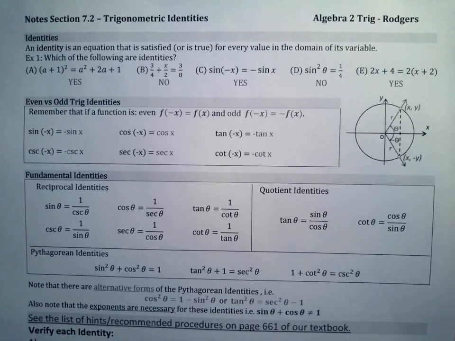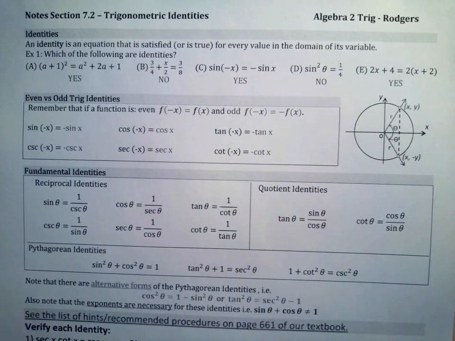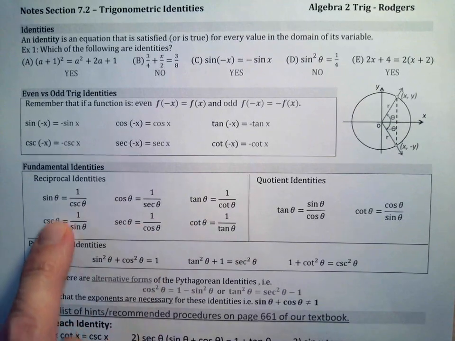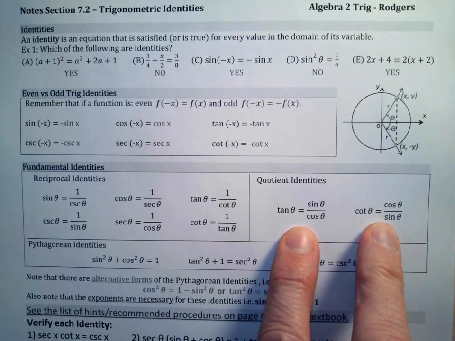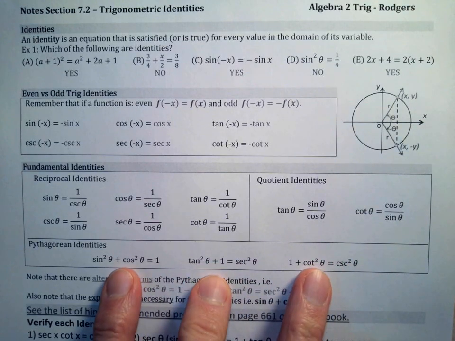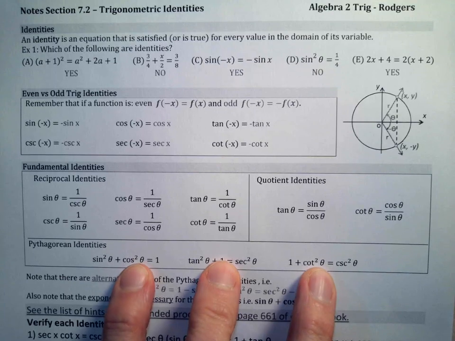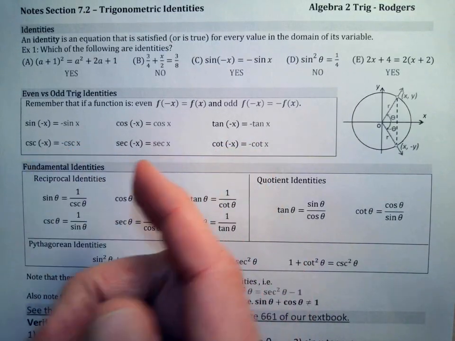Okay, so I kind of reproduced the identities and notes portion from 7.1 that we just went over. We have the reciprocal identities, we have the quotient identities, and then we have the Pythagorean identities. So these we'll use a lot. These we don't use so much, the even and odd identities, but I mean, these are useful.